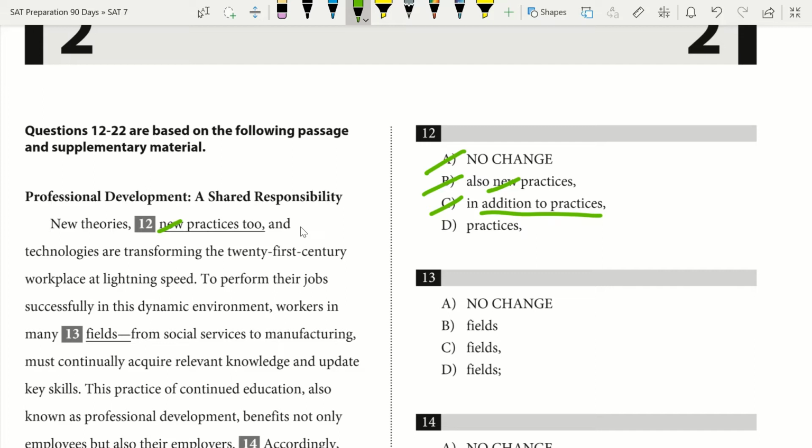We want to be very, very efficient. We want to avoid redundancy, and all the answers A through C are redundant because they contain the words in addition or new and new, which we already state right here. So since we already said that, we just want to say practices. So our answer there would be D for number 12. All right, we have a list, new theories, practices, and technologies. We don't want to interrupt that by saying also new or in addition or new. So our answer there is going to be D for number 12.